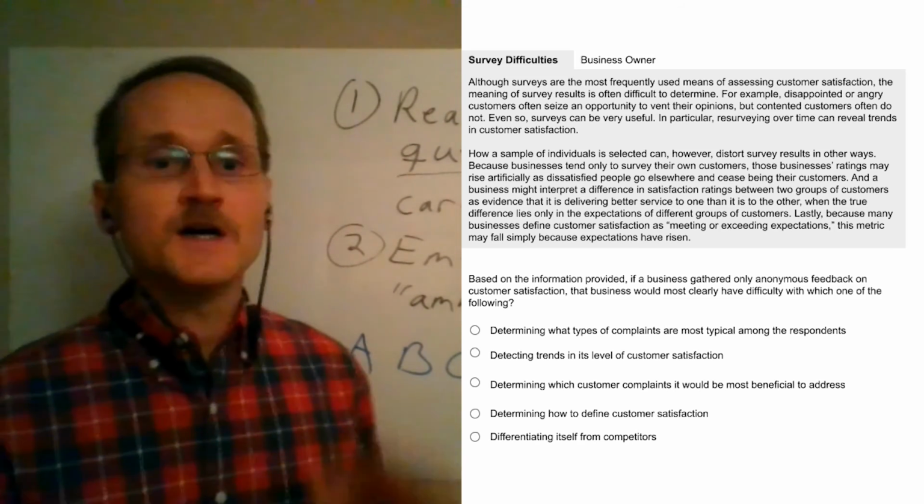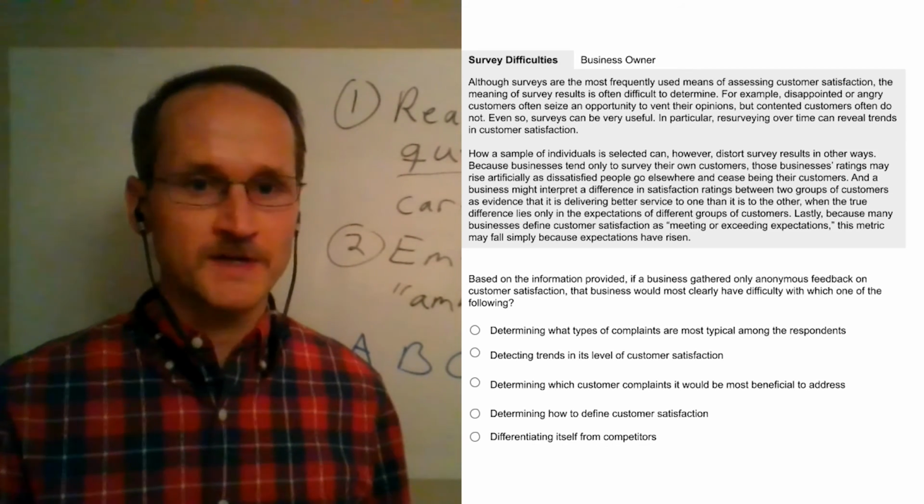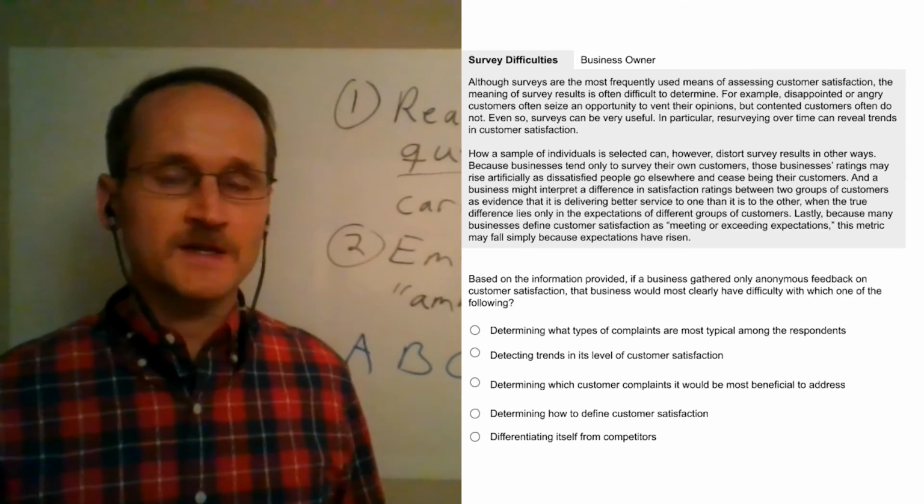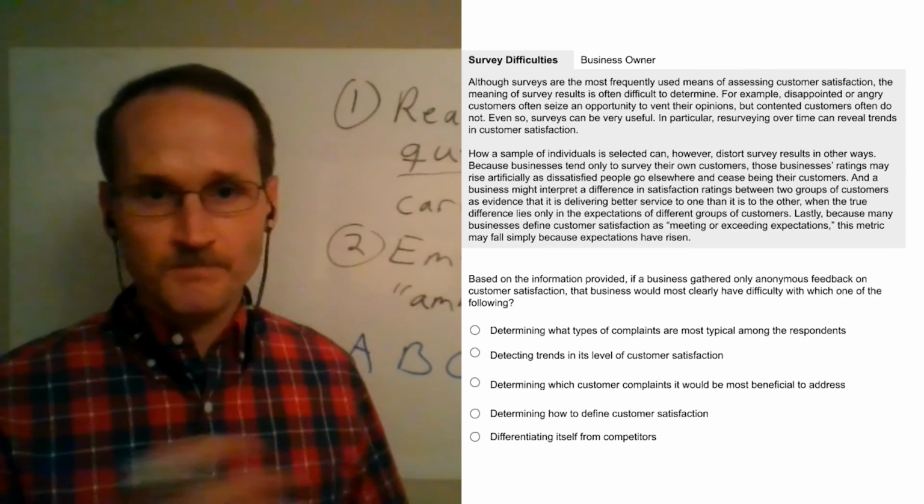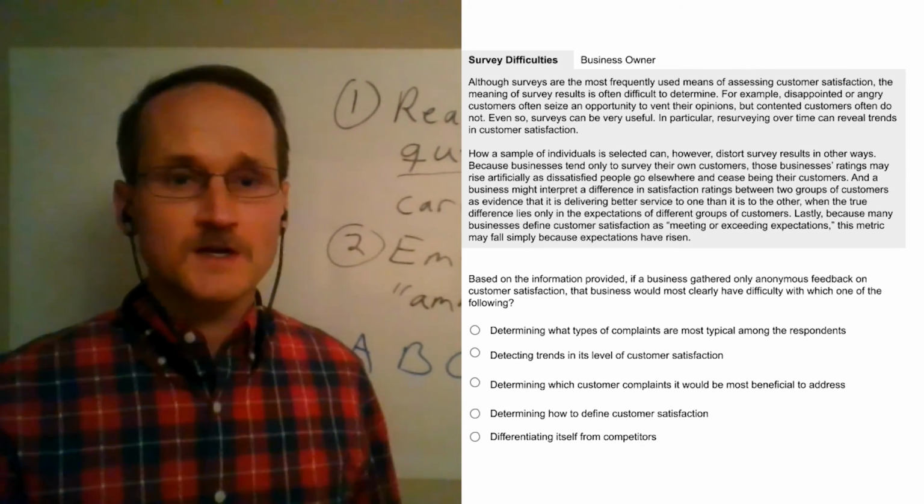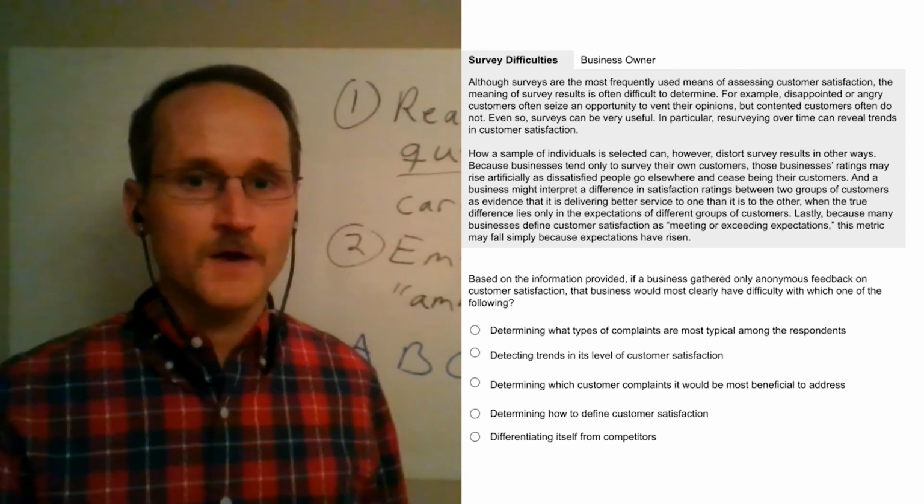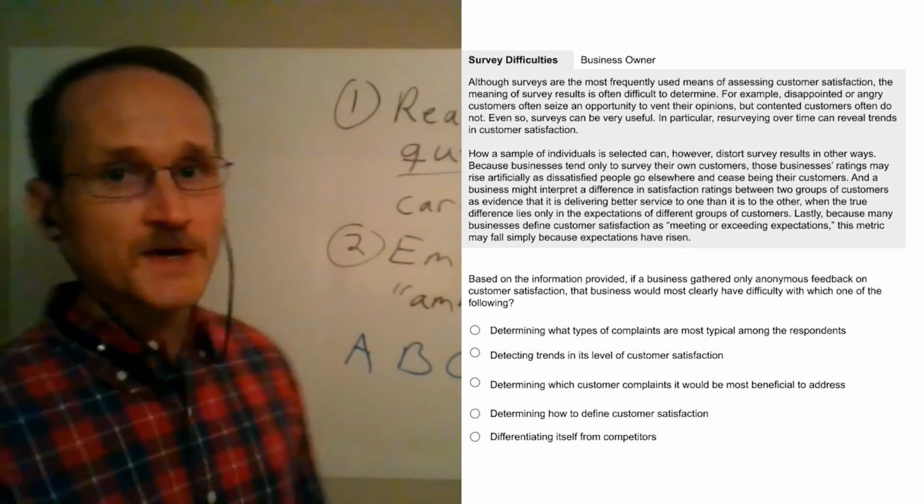So choice A, determining what types of complaints are most typical among the respondents. Well, the feedback is anonymous, but the complaints are the complaints. So there should be no trouble in determining what types of complaints are the most typical among respondents. So A is out.